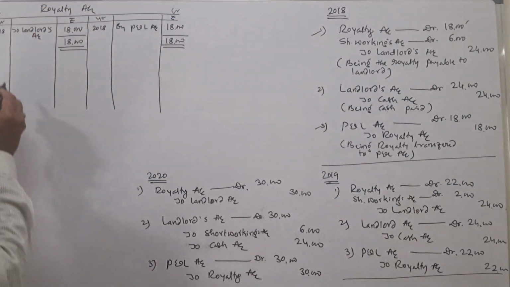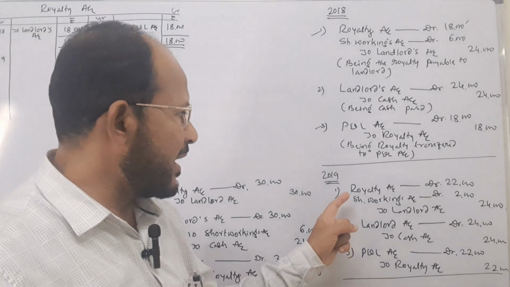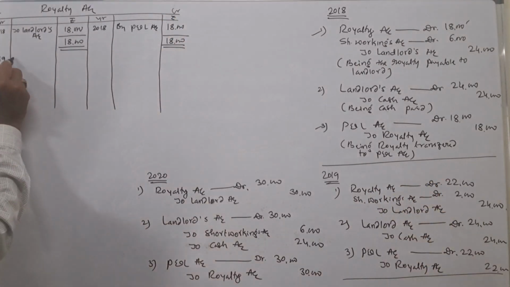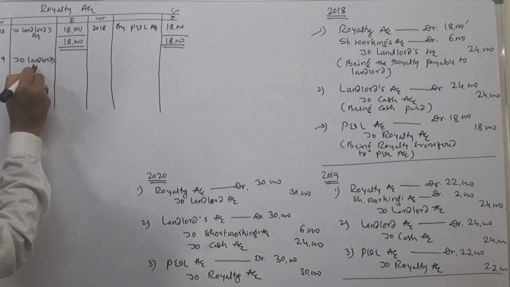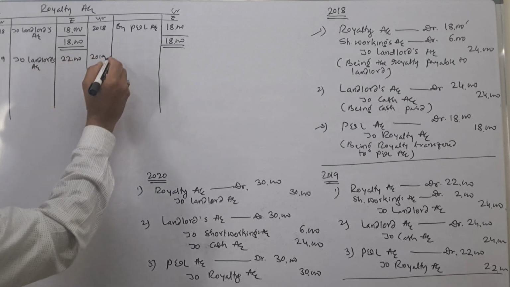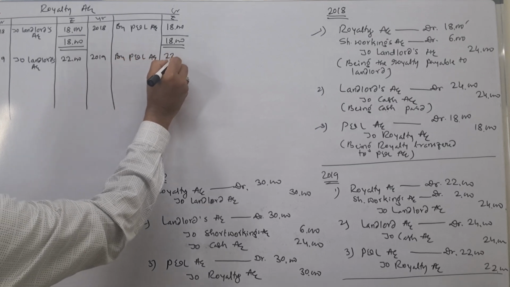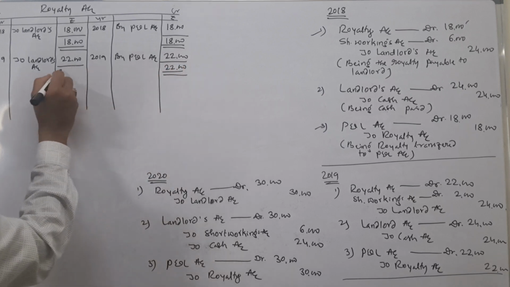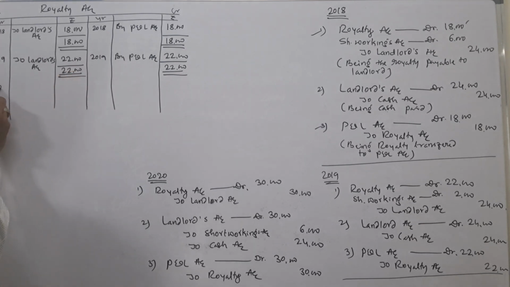Next one, you take the year 2019. Again, the same entry. See here, royalty account is debited, rupees 22,000 is there. Only the amount of royalty will change. Entry remains same. Landlord's account. What is the amount of royalty? 22,000. At the end of the year 2019, transfer it to profit and loss account. Third entry, you see, profit and loss account, 22,000. Now this year, royalty account is closed.